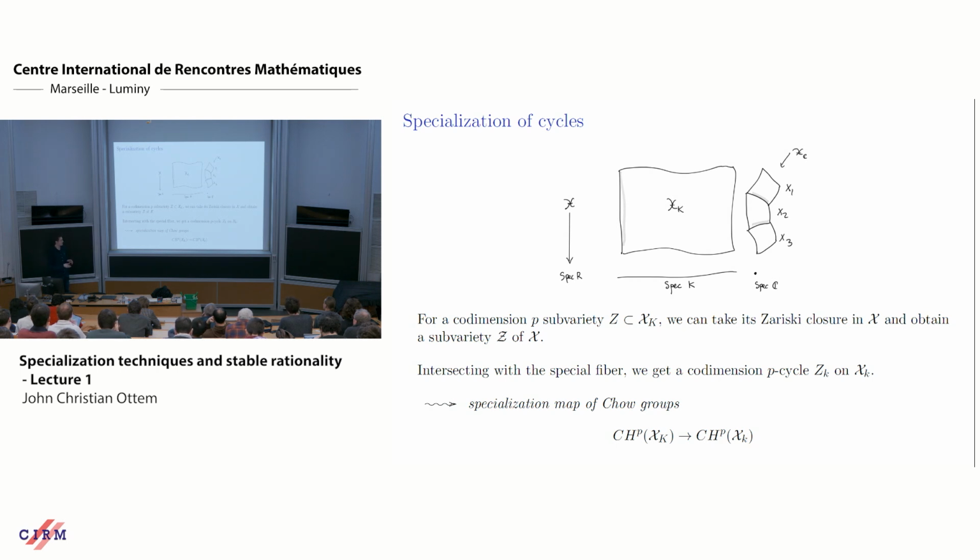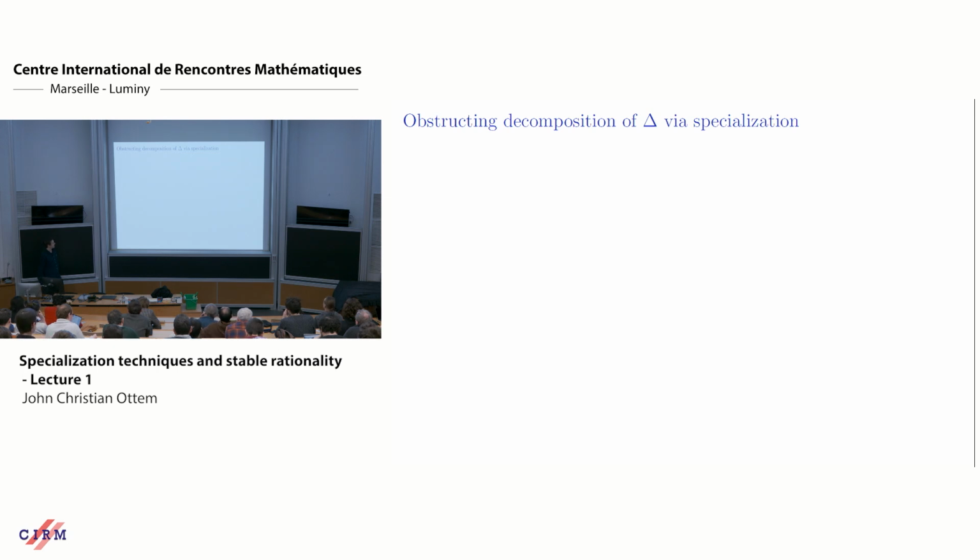It's something that really exists in the world of algebraic geometry because we have this Zariski topology. So here we are allowed to take closures of things. Okay, so we have a specialization map on Chow groups. It goes from the Chow group of the generic fiber to the special fiber.